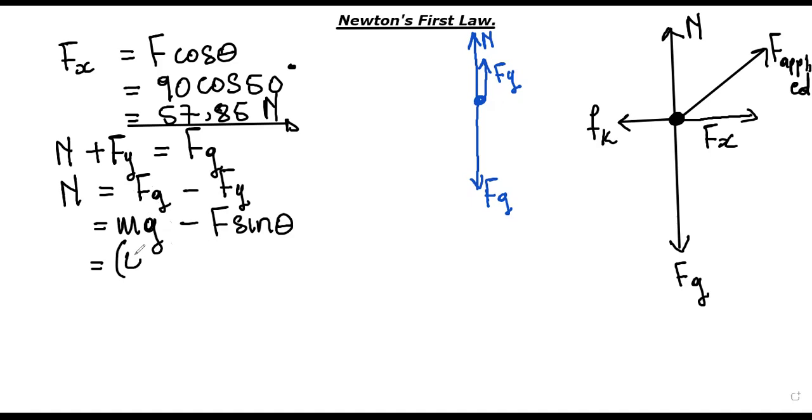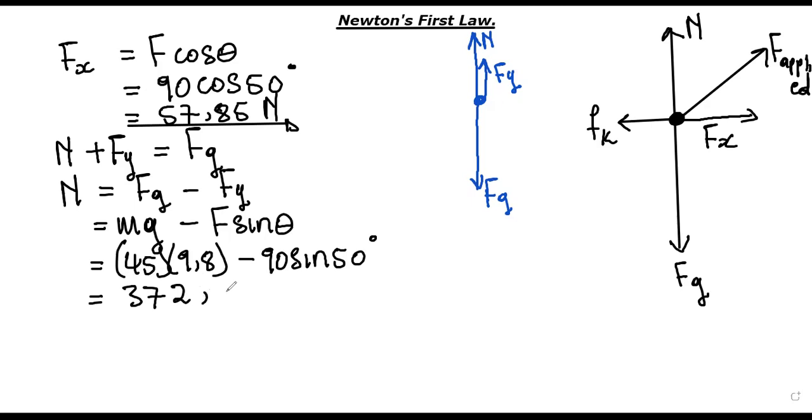So the mass of this block is 45 kg. Acceleration due to gravity is a constant. The magnitude of the force is 90 newtons. And then we say sine 50 degrees. Then from this point, we go to our calculator and press everything. So we find that the magnitude of the normal force will just be 372.06 newtons to 2 decimal places. Do you see that?